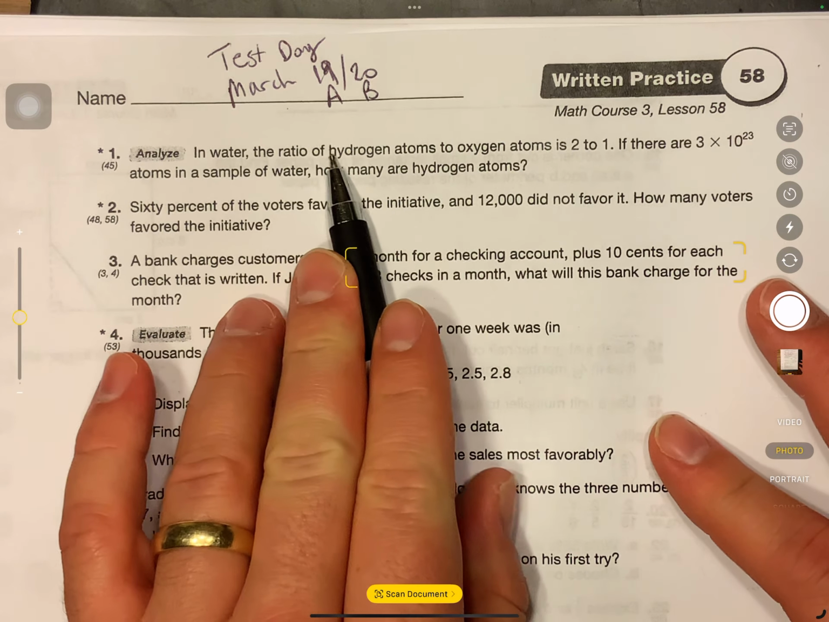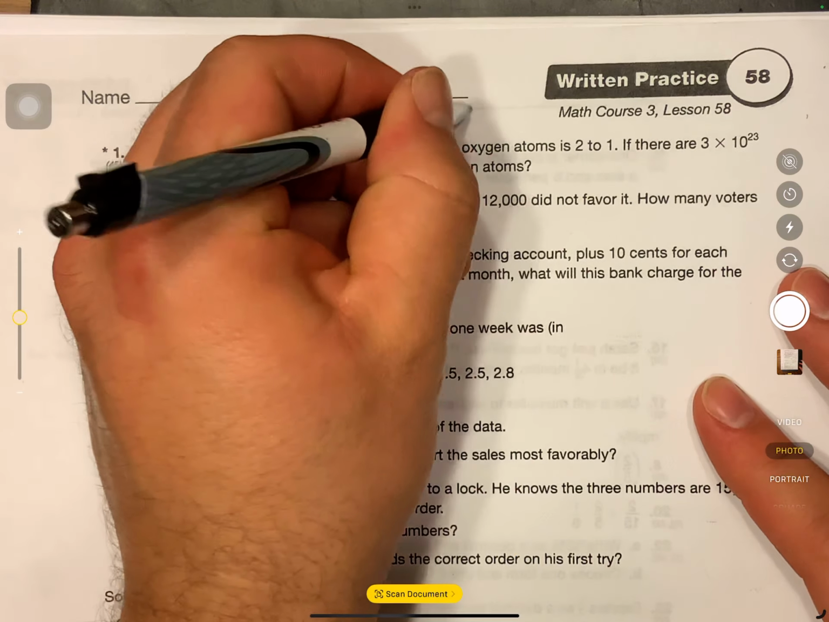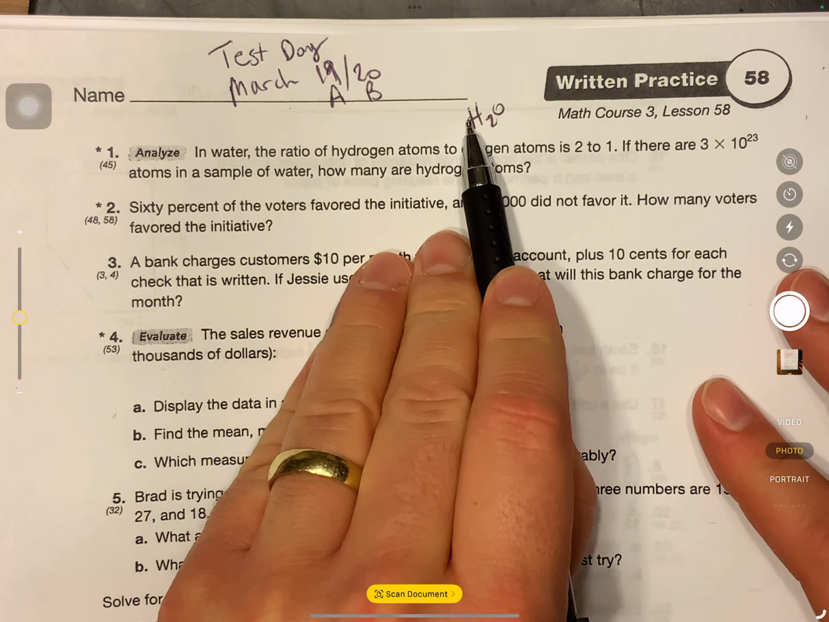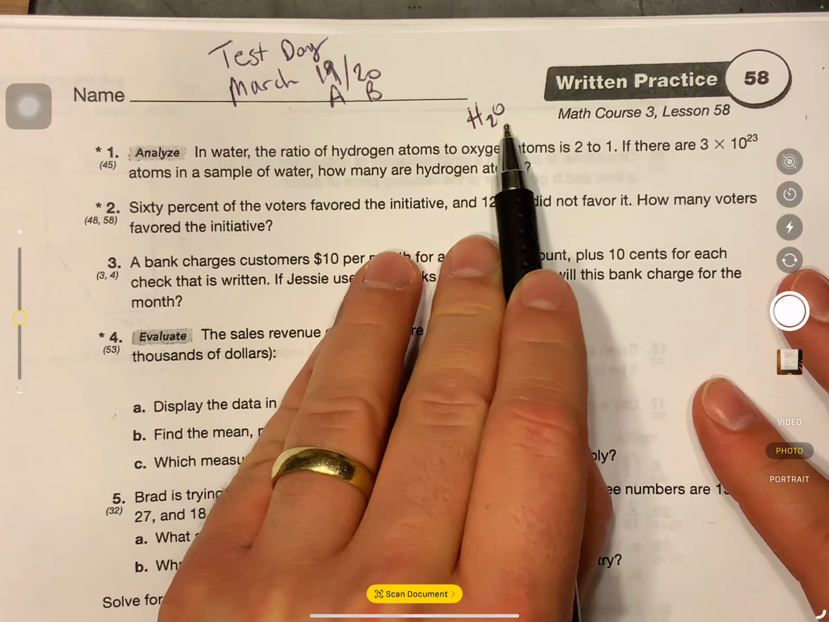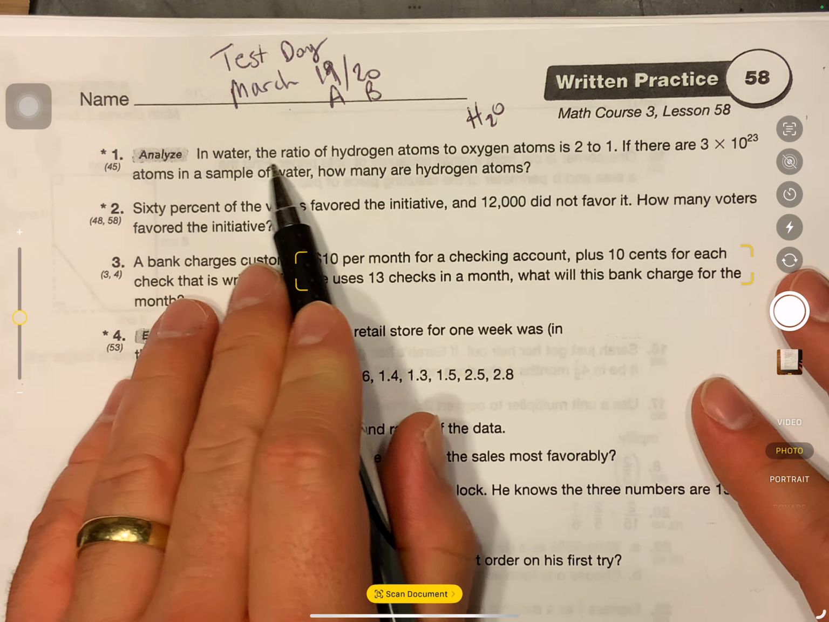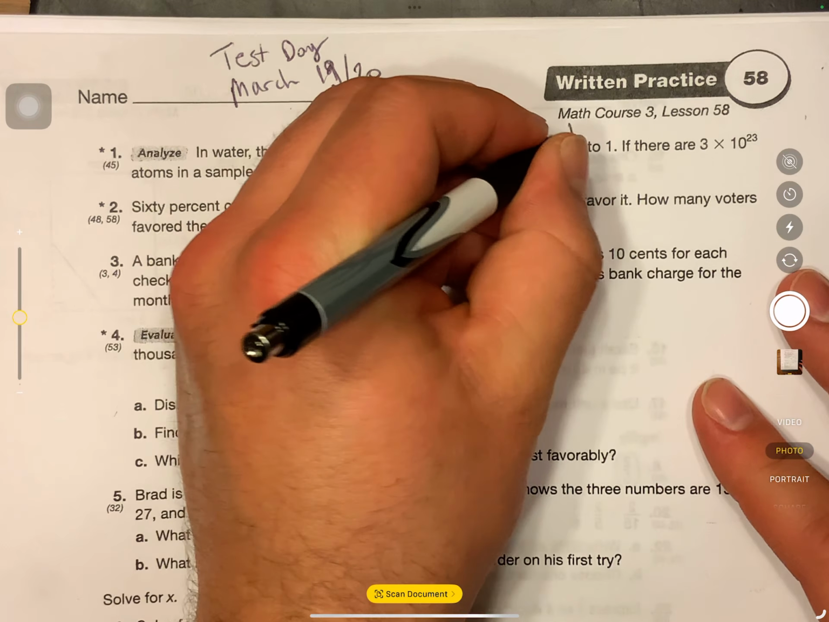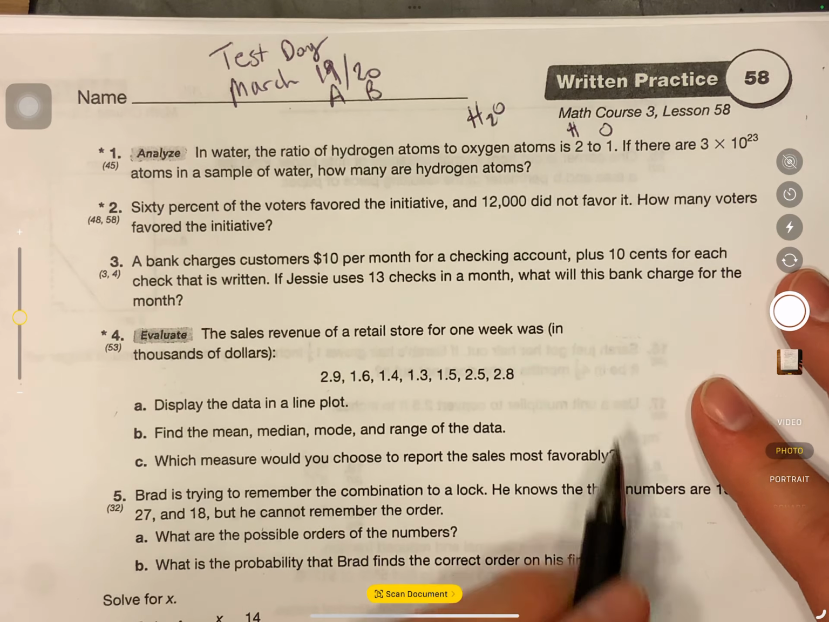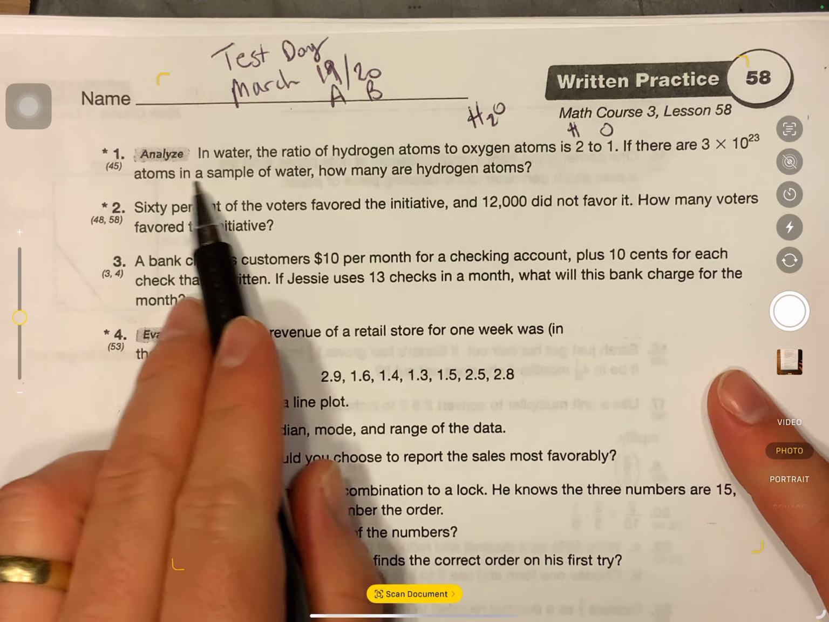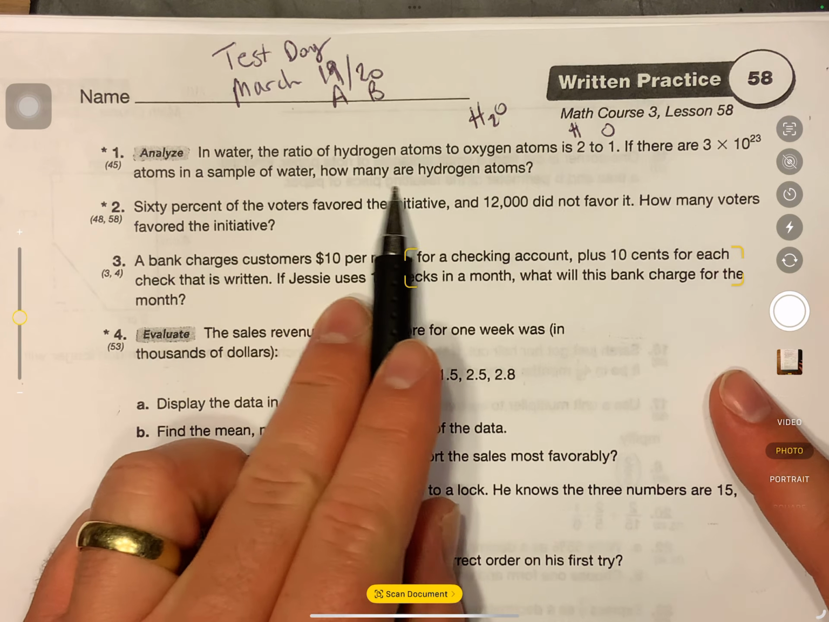In water, the ratio of hydrogen atoms to oxygen atoms is 2 to 1. Yeah, because H2O, right? You ever heard of H2O? The 2 means that there's 2 hydrogen atoms and 1 oxygen. That's why it's called H2O. So if you didn't know that, congratulations, now you know that. In water, the ratio of hydrogen atoms to oxygen atoms is 2 to 1, which means this is hydrogen and this is oxygen. If there are 3 times 10 to the 23rd atoms in a sample of water, wow, that's a lot of water. How many hydrogen atoms?